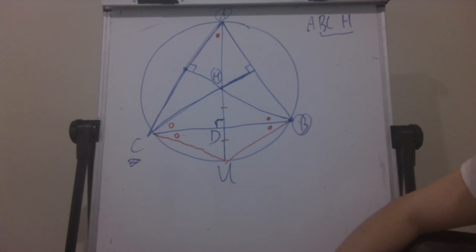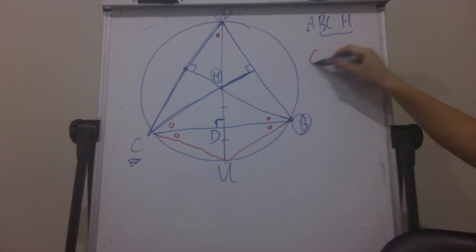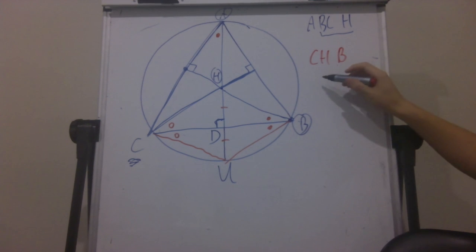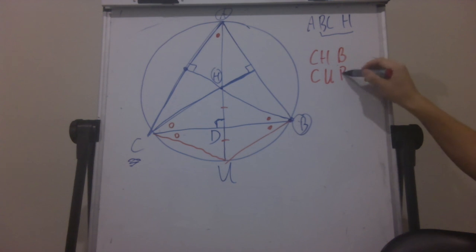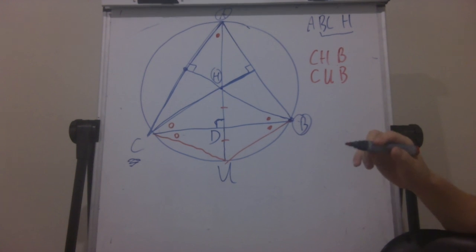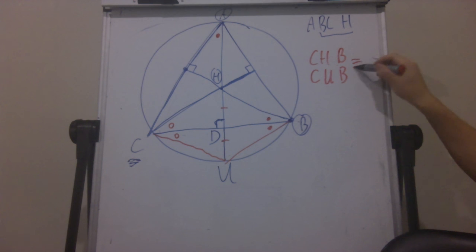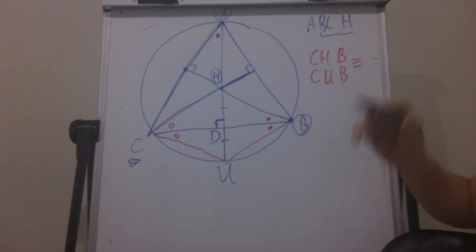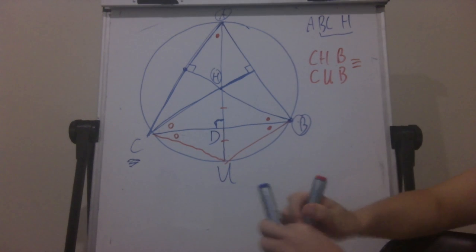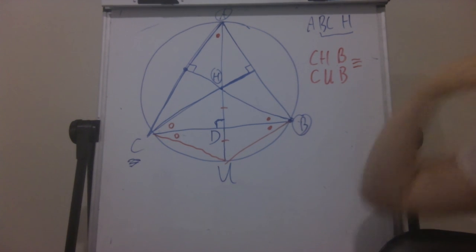So that's the H. The radius is the same as ACB, which means that it's also the same as CHB. Wait, what? Two triangles are congruent? So CHB is congruent to CUB. They're congruent, yeah? So their circumcircles have the same radius. So how did you prove that? How do you prove that they were congruent?